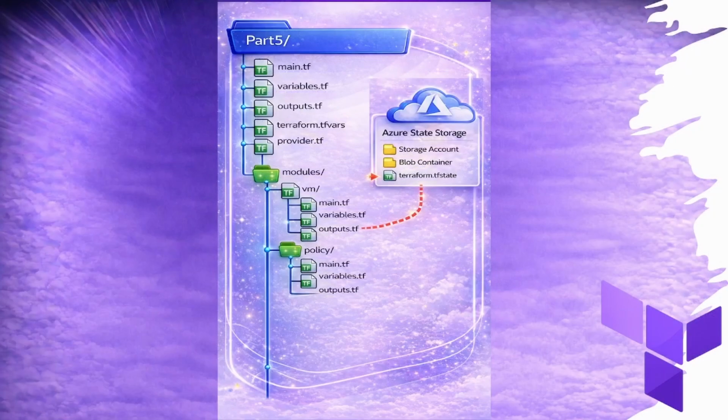Alright, now let's take a look at the Terraform project structure for part 5. First, we'll apply Azure Policy using a dedicated Terraform module to protect our environment. If someone tries to deploy a virtual machine with a public IP, the policy will simply say, "Sorry, you're not allowed to do it." Next, we'll improve our Terraform setup by moving the state file from our laptop to Azure Storage for centralized and safer deployments.